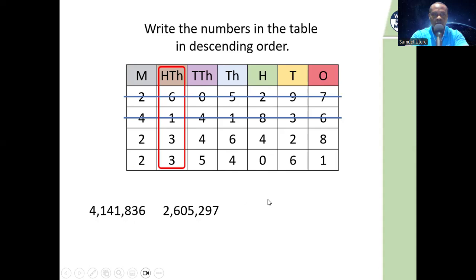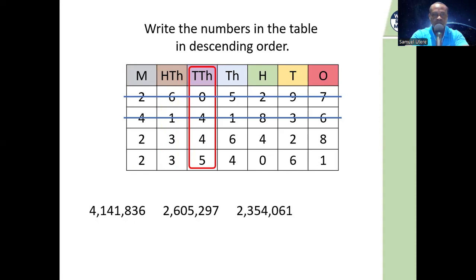We're now left with these two numbers, this one and this one in these rows. When you compare them, are they equal? Of course not, because when we look at the 10,000 column, we can see that we have 5. So this number is clearly greater than the other one. So we can then put our numbers in descending order.